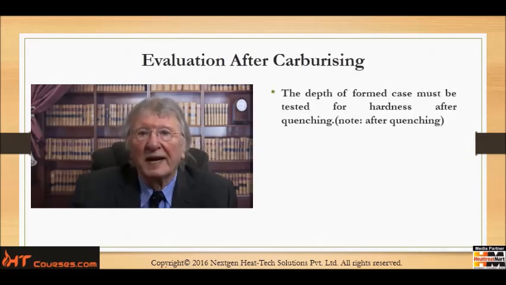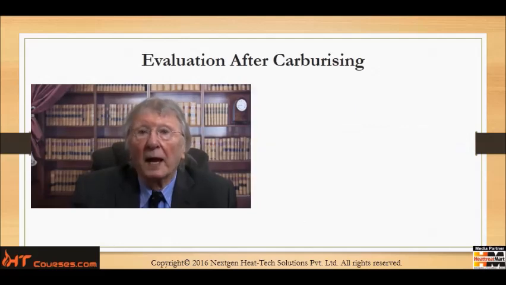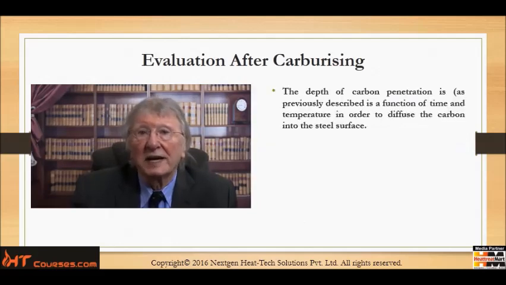The depth of formed case must be tested for hardness after quenching. Note, after quenching. Depending on the selected load, the hardness test machine will determine if carburizing has taken place or if the indenter has pierced the formed case and given an average reading between the case and the core. The depth of carbon penetration is, as previously described, a function of time and temperature in order to diffuse the carbon into the steel surface.